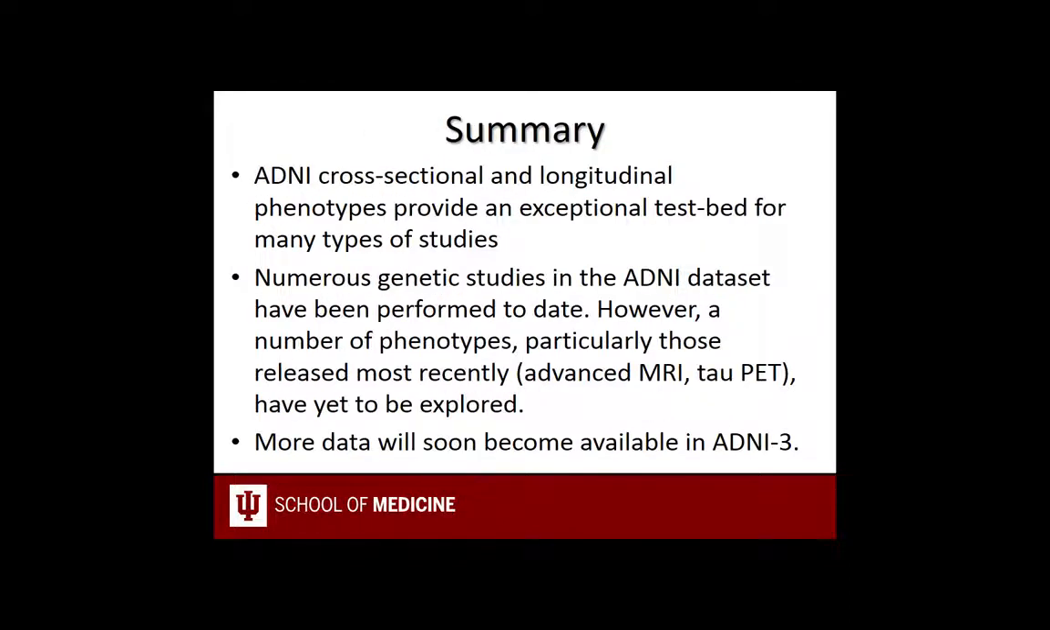So I hope I've convinced you that ADNI has a number of longitudinal phenotypes to test not only genetics, which is our focus here, but any number of hypotheses that you might have about Alzheimer's disease. A number of genetic studies have been performed to date, but there are still a lot of gaps, particularly in the advanced MRI, and most recently tau PET being added. So far, there have not been any genetic analyses of the tau PET reported, and there's more data coming.